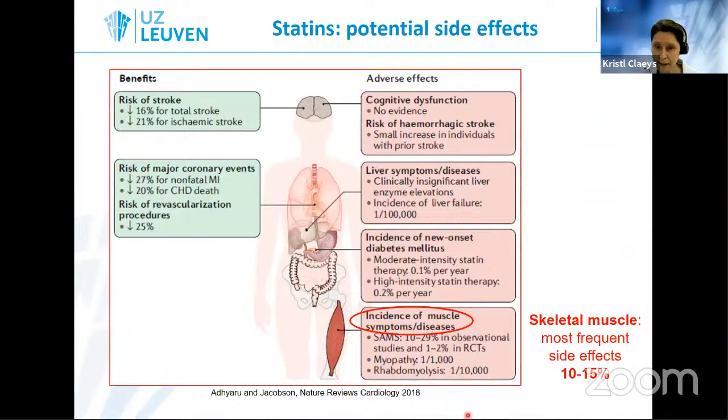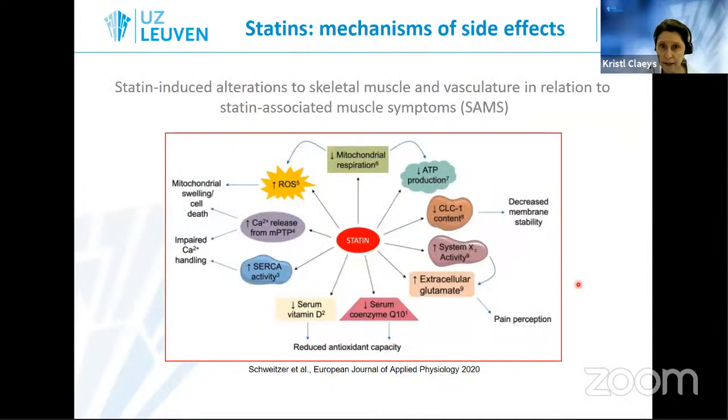If we look at the incidence, or the frequency, of the side effects, you see that the skeletal muscle is the location where side effects are most frequently reported, in 10 to 15% of the patients. There are also others, like new onset diabetes mellitus, for instance, but we will focus today on the side effects on the muscle. The underlying mechanisms of these side effects are multiple. One of the mechanisms is that the mitochondrial pathway is affected, but also impaired calcium handling, impaired membrane stability, and so on.